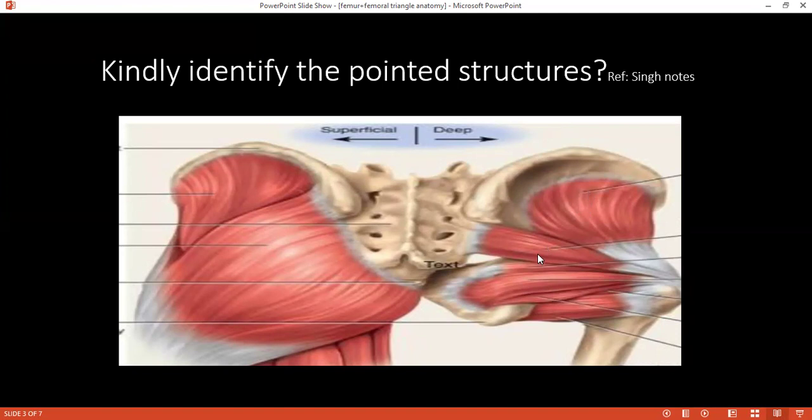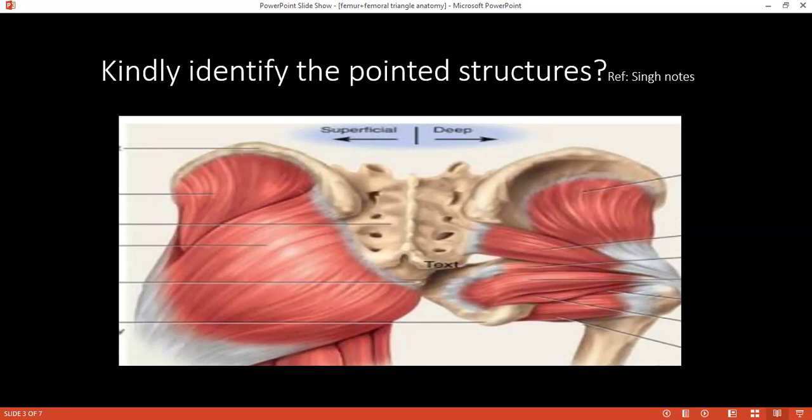And then this is piriformis. This is obturator internus. And this is obturator externus. And this is gemellus inferior, and then quadratus femoris here. So you are supposed to know their origin, insertion, innervation and mode of action.